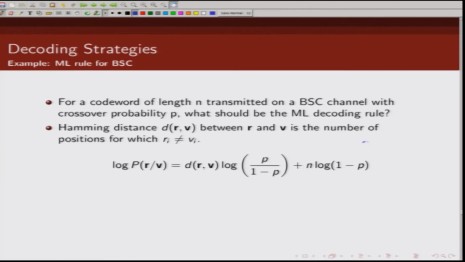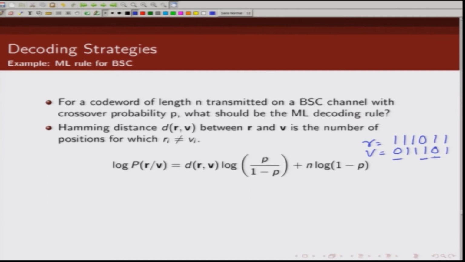So, for example, let us say R is 1 1 1 0 1 1 and V is 0 1 1 1 0 1. What is the Hamming distance? It differs in the first location, that is 1. It is not differing in the next two. It differs here, that is 2, and it differs in this location, that is 3. It is not differing in the last location. So, R and V differ in 3 locations, and the Hamming distance between R and V is 3 in this case.